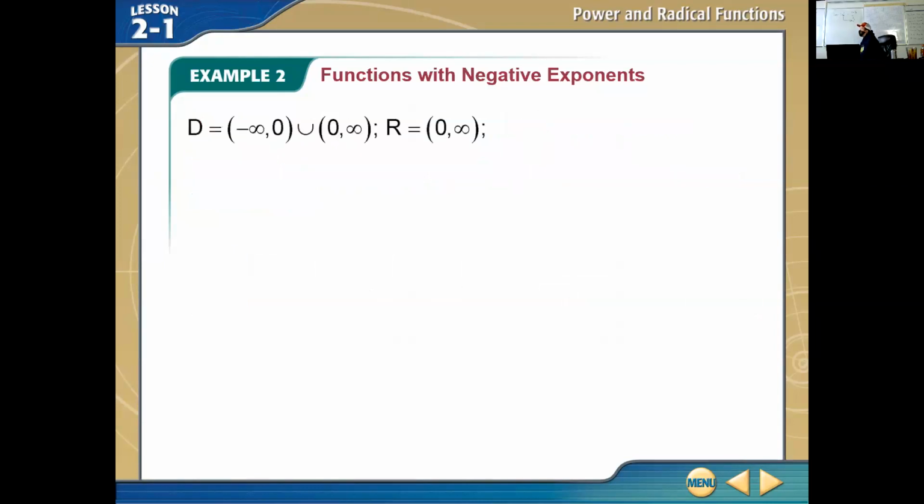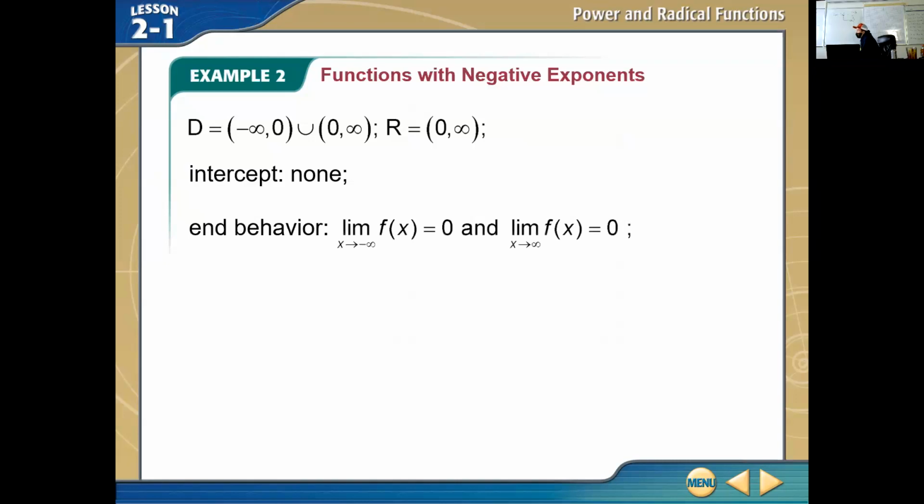So the domain, like I said, can't be 0. Range from 0 to a positive infinity. We picked that up off the graph. Intercept, there is no intercept. We can't equal 0. We never touch x is equal to 0. Okay, so we can't have a y-intercept and our x-intercept. We never truly touch 0. We get very close, but we don't touch it.